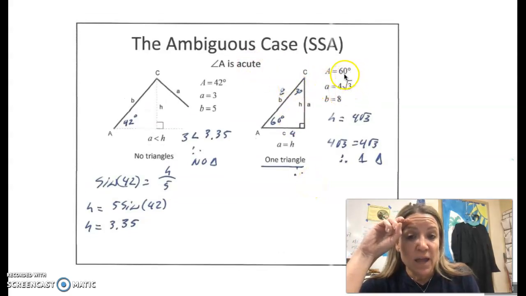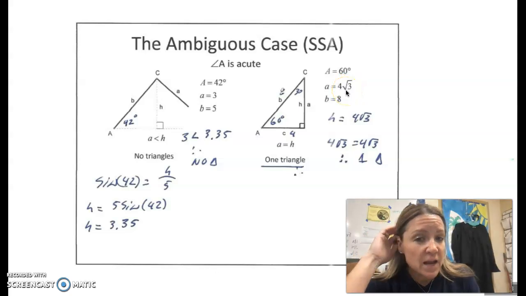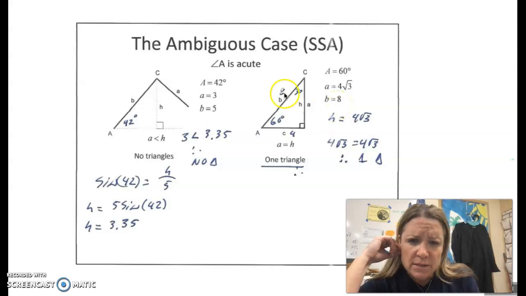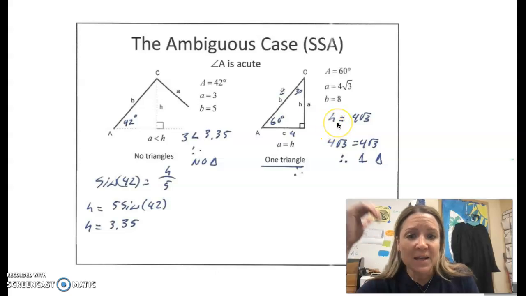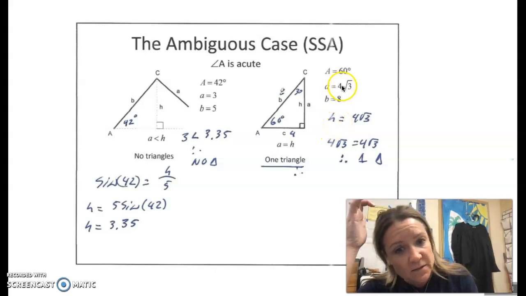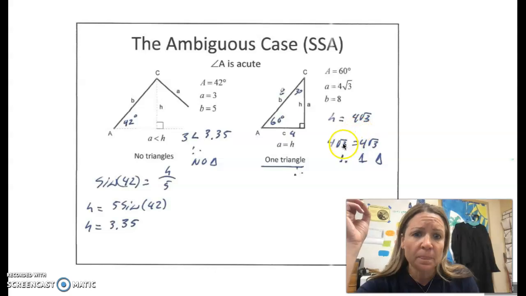We're going to label angle A 60, side A 4√3, and side B is 8. So the height is the same as side A, which is 4√3. And we're going to say that if A is equal to h, then you will end up having one triangle.